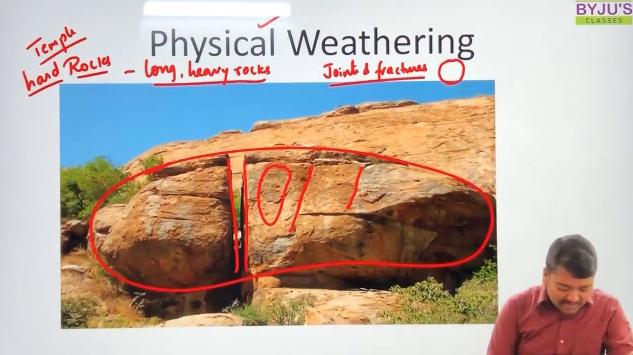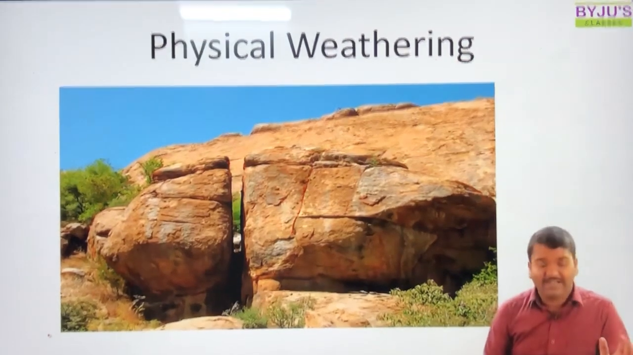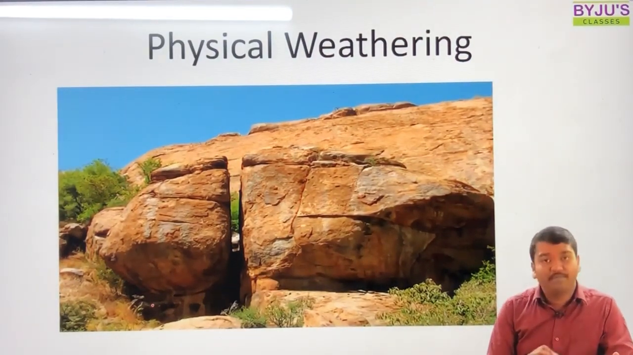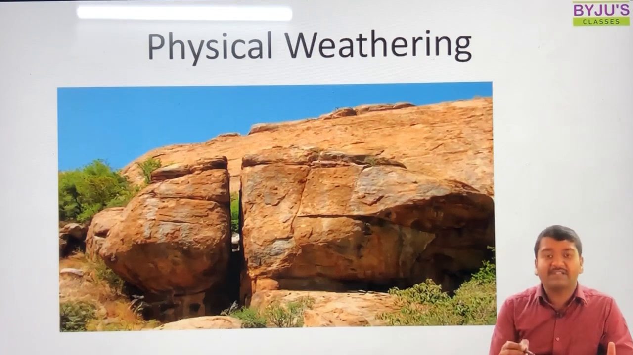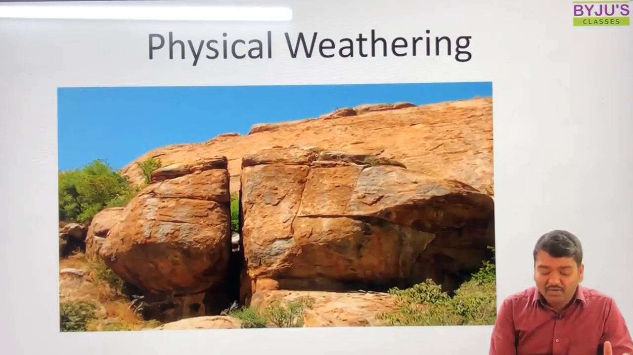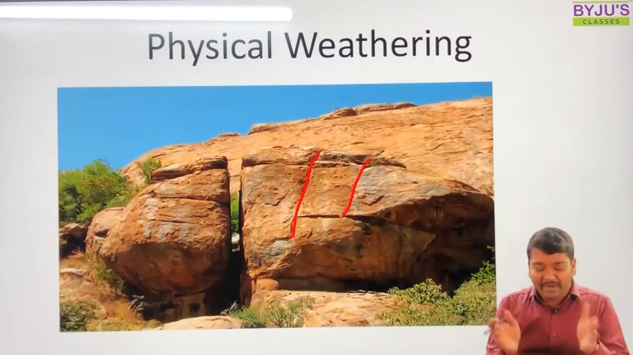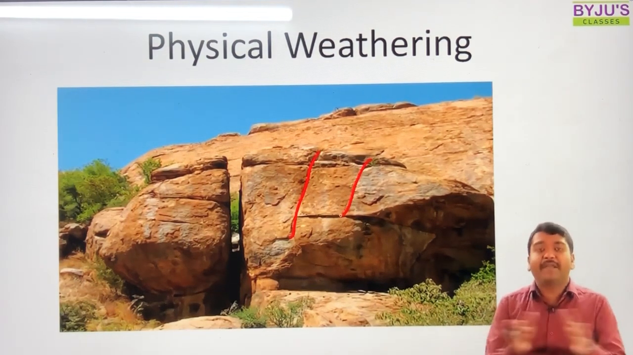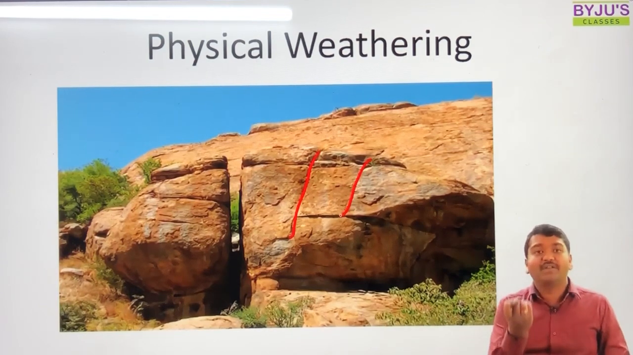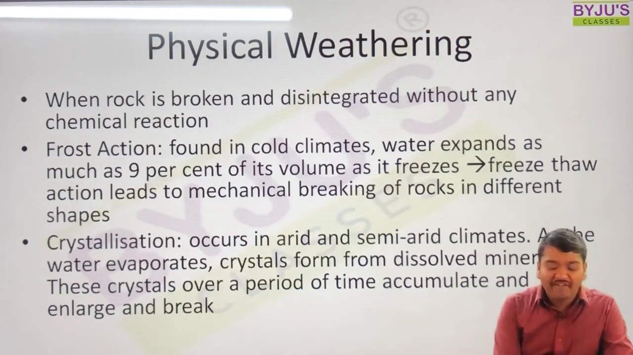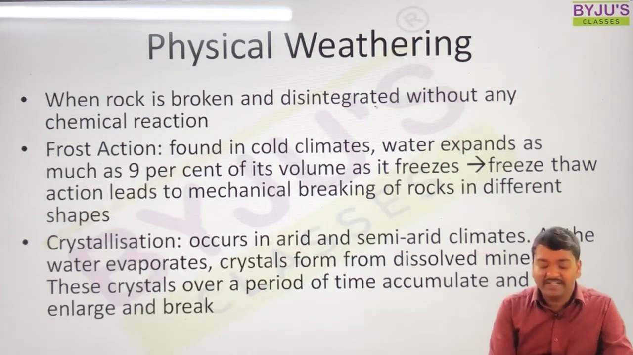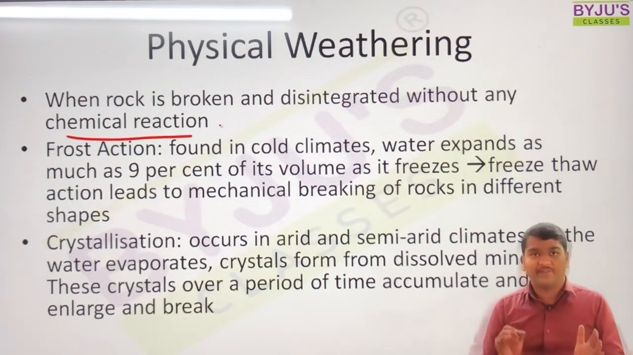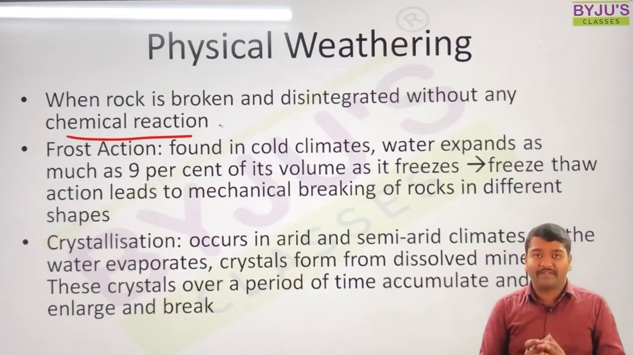We don't know how far it is true, but we understand that when you have a rock piece, due to sun rays and precipitation, cracks happen over a period of time. They break into pieces, which further break into pieces and form small soil particles. This is when rock is broken and disintegrated without any chemical reaction, because if there is a chemical reaction, you call it chemical weathering.